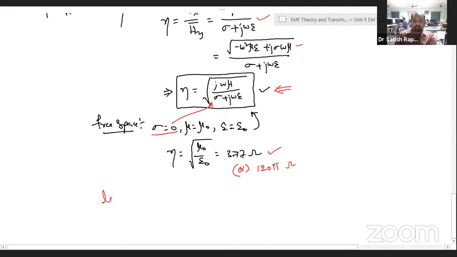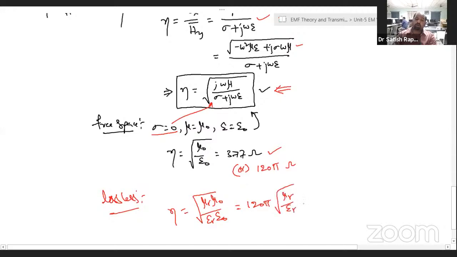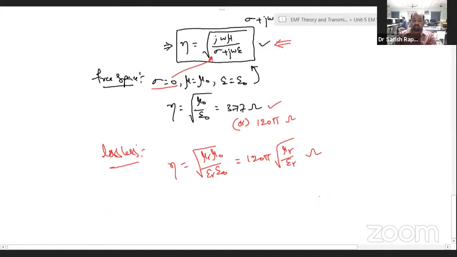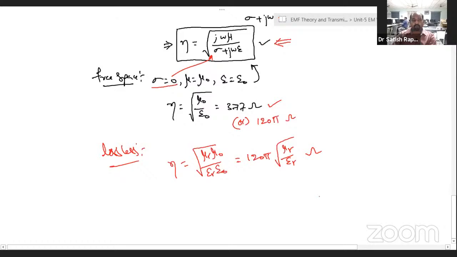And for lossless media, eta is equal to root over mu or mu naught by epsilon or epsilon naught. So this is equal to 120 pi root over mu r by epsilon r. Right? So this is eta for lossless media.